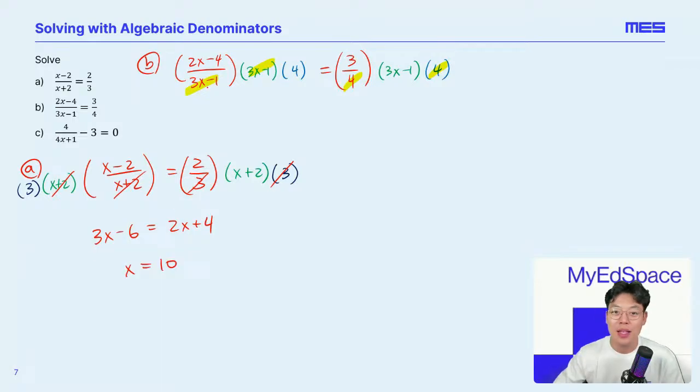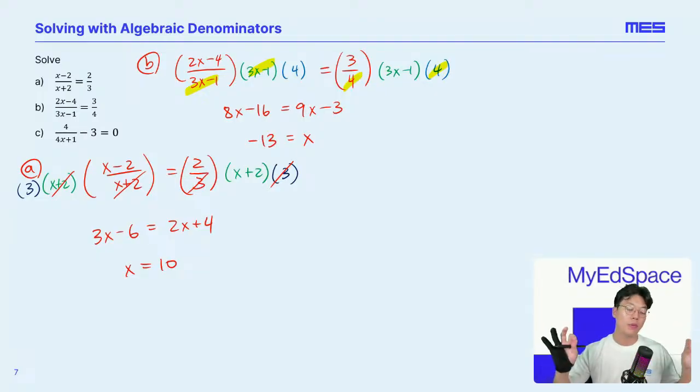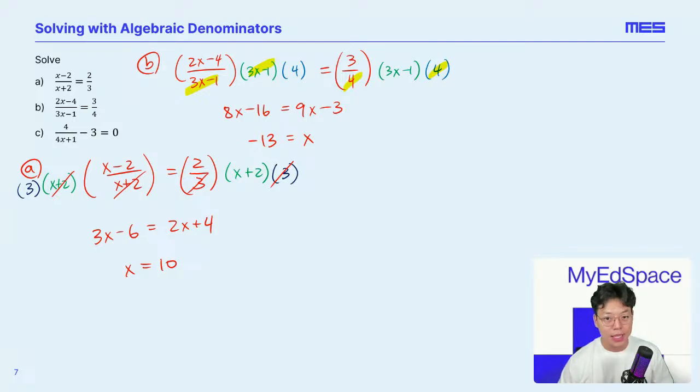And so now we have 2x minus 4 times 4, which is 8x minus 16, and 3 times 3x minus 1, which is 9x minus 3. Here is where we want to stay away from those negative coefficients, because that's going to make us do an extra step near the end. We can subtract 8x on both sides to get an x on the right side, and add a 3 to both sides to get negative 13. Boom, we're done. Let's try letter C.